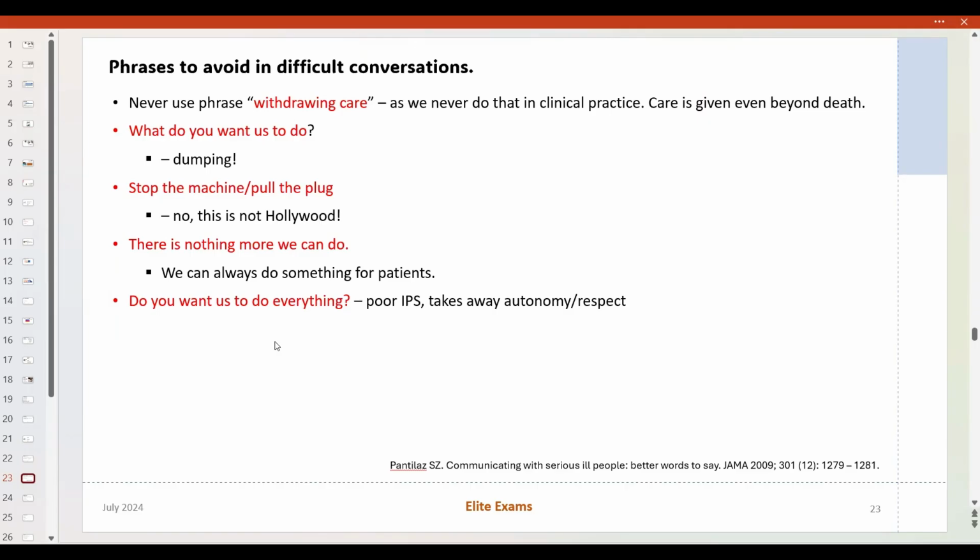Phrases to avoid in difficult conversations, especially around palliative care. Never use the words, we are withdrawing care. Because if you look at the new model of palliative care, we provide care even beyond death. Care might change, care might adapt, but we never withdraw care from patients and relatives. So if we use the words that we are going to withdraw care, we are going to stop the machine and pull the plug, we are killing our IPS for this exam and even in clinical practice. Words like, what do you want us to do at this time? You are dumping responsibility on the patient and you're not taking ownership of what needs to be done.